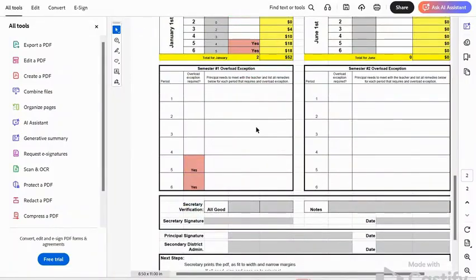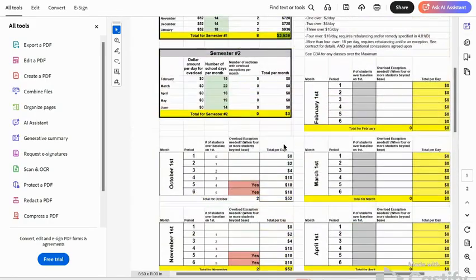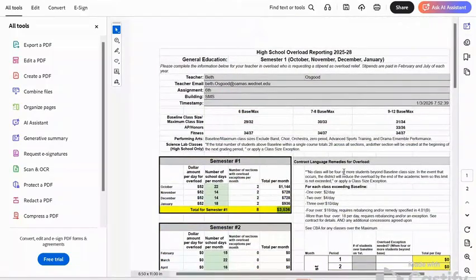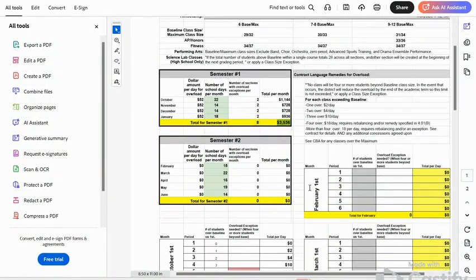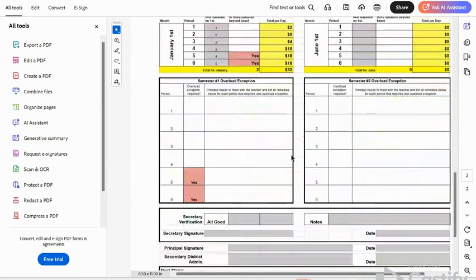When we come down here, your administrator, this is emailed to your secretary. Your secretary is going to verify that it's all good, sign off. Your administrator needs to meet with you and discuss what overload relief you're going to take. Are you going to take the $500 per class, or is there another relief option? Looking at the contract language, which is not listed here, so you'd have to go find it in the contract. And that needs to be written in here by your administrator.